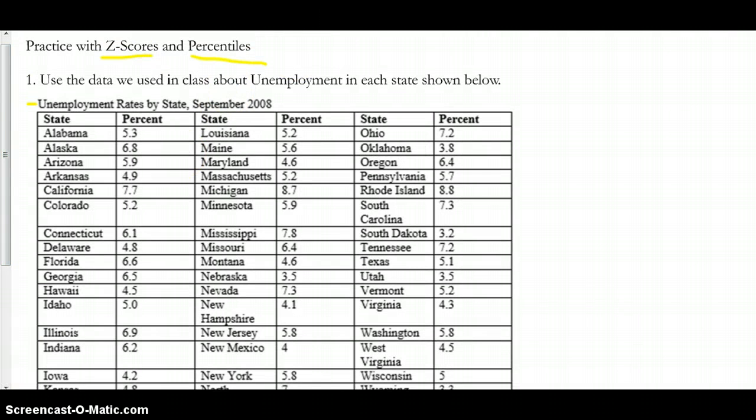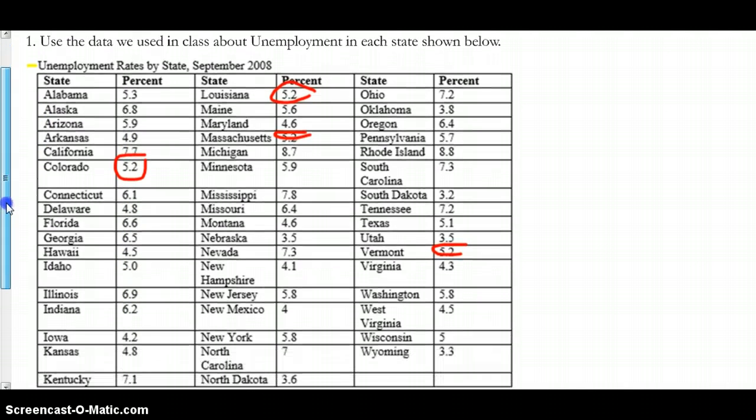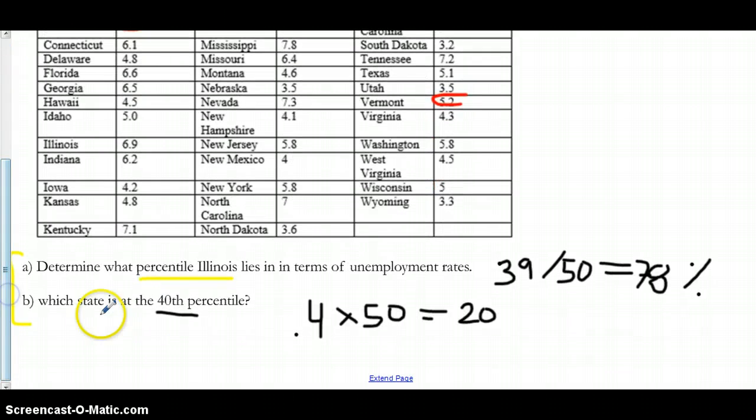data entry. And that is 5.2%: Louisiana, Massachusetts, Vermont, and somebody over here, Colorado. All have 5.2% unemployment rates in 2008, and so that means that they all lie in the 40th percentile because 40% of the population has a lower unemployment rate than they do.